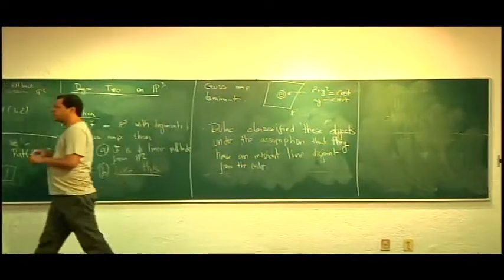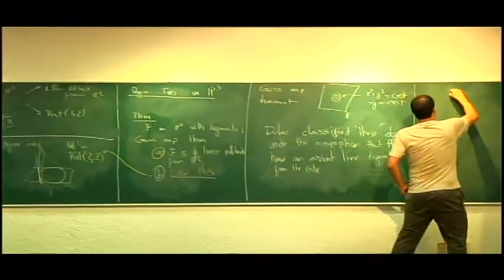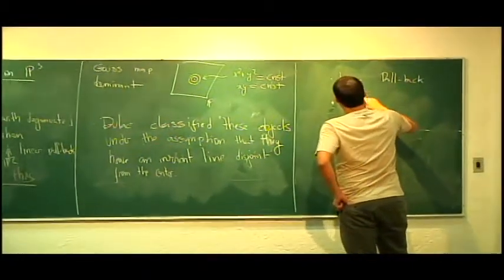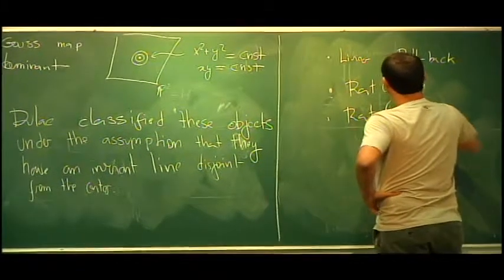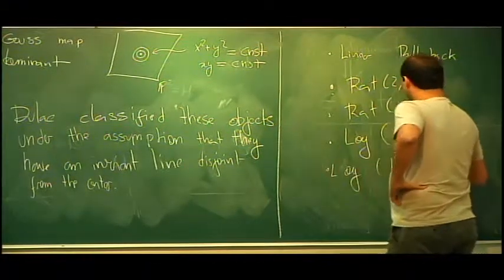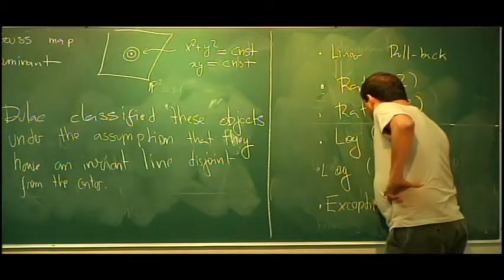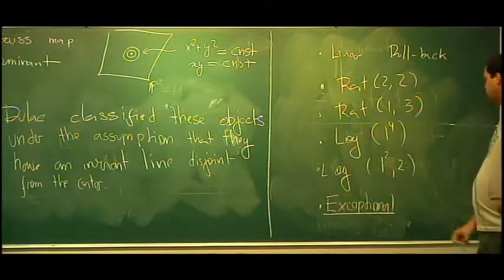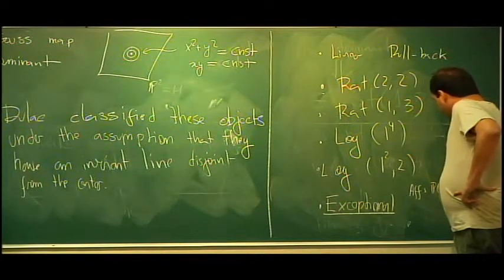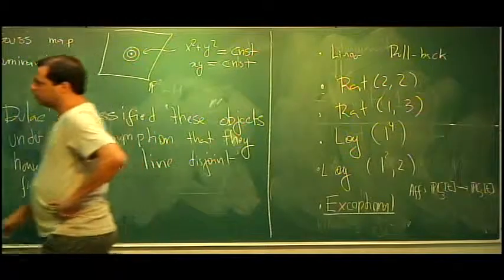Okay, so from this we can arrive at the list that Omega mentioned: there are essentially the linear pullbacks, two rational components, rational 1-3, logarithmic 1-4, logarithmic 1-2, and what they call, and I think one of the sources for the nomenclature is due to Dulac, the exceptional component, whose generic element is given by the action of the affine group on degree-three polynomials in one variable. As Omega explained.